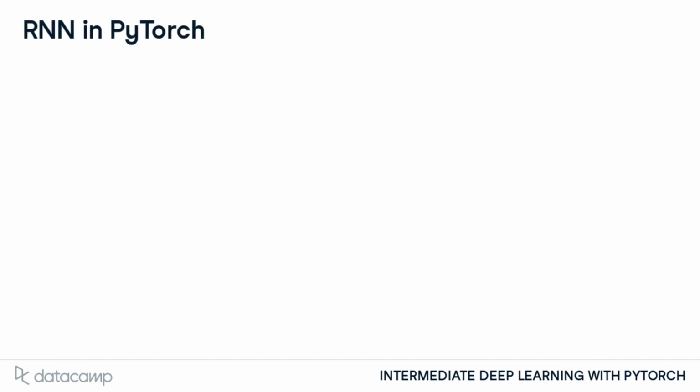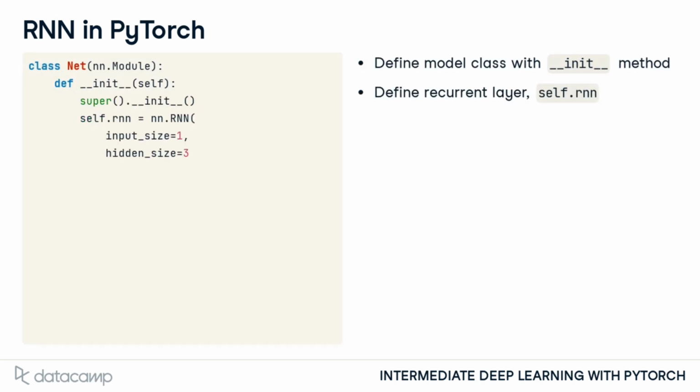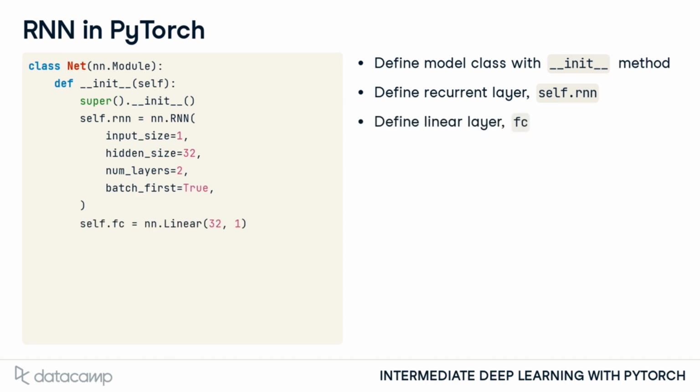Let's build a sequence-to-vector RNN in PyTorch. We define a model class with the init method as usual. Inside it, we assign the nn.RNN layer to self.rnn, passing it an input size of 1, since we only have one feature, the electricity consumption, an arbitrarily chosen hidden size of 32, and 2 layers. And we set batch_first to true, since our data will have the batch size as its first dimension. We also define a linear layer mapping from the hidden size of 32 to the output of 1.